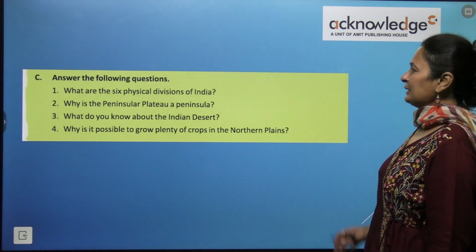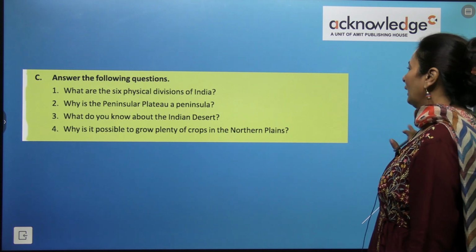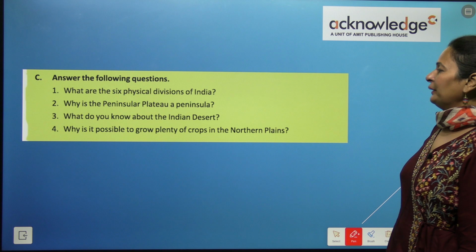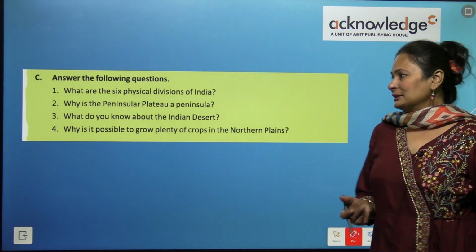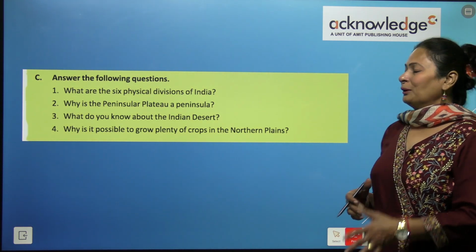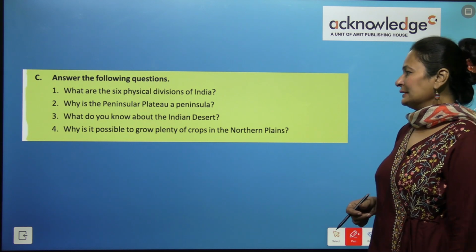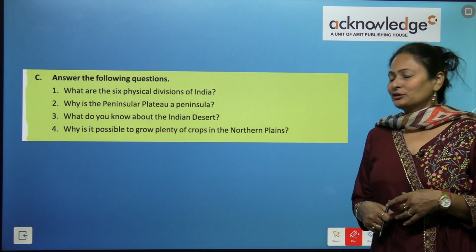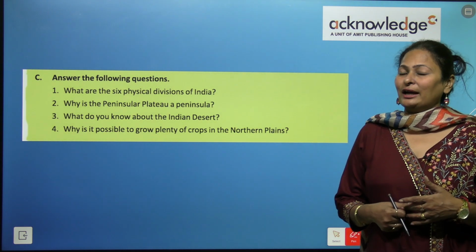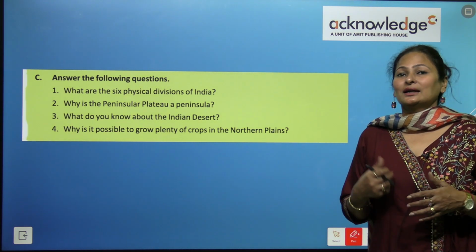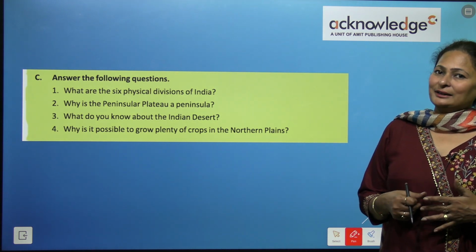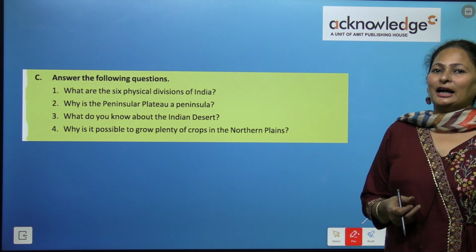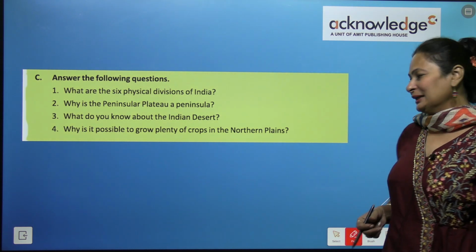Now move on to the next. Answer the following questions. What are the 6 physical divisions of India? Why is the peninsular plateau a peninsula? What do you know about the Indian desert and why is it possible to grow plenty of crops in the northern plains? We have discussed these questions in detail while explaining the chapter. So please refer to the explanation and do the questions on your own, kids.